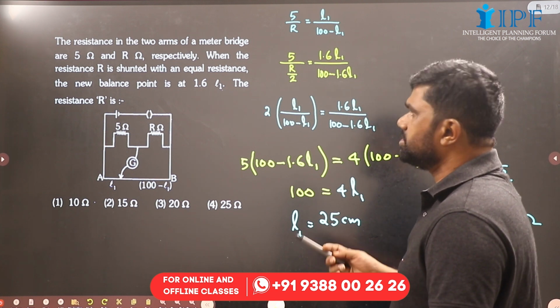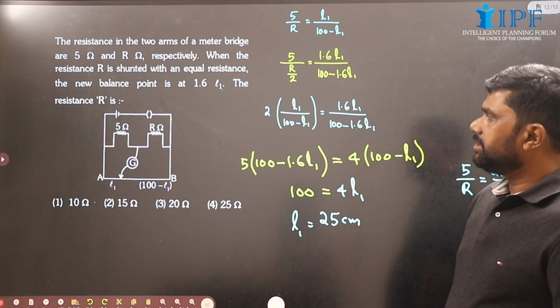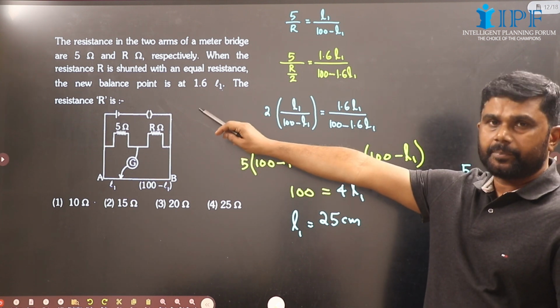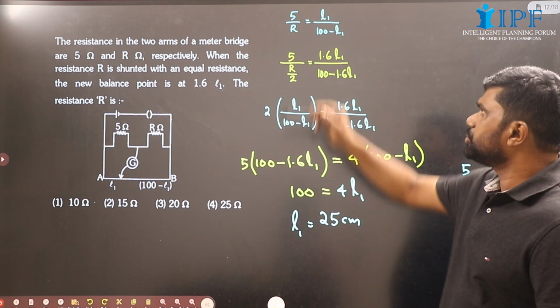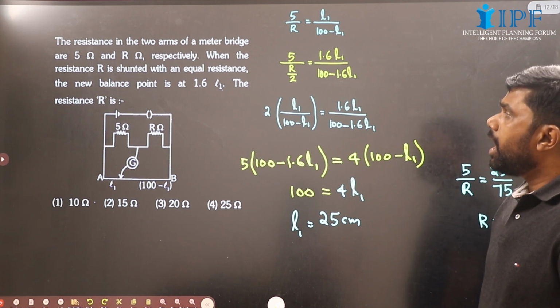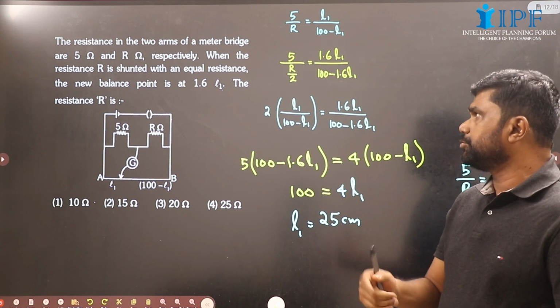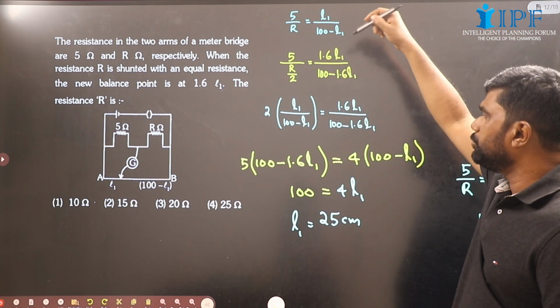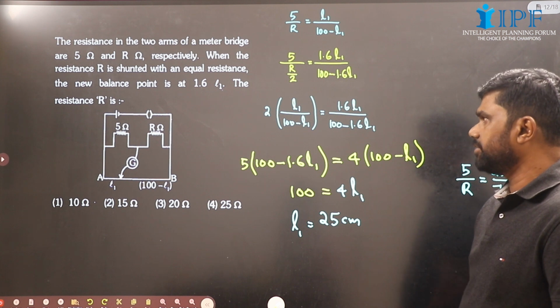The resistance capital R is. Initially, when there is 5 ohm in the left gap and R ohm in the right gap, the balance point is L1. So 5 by R equals L1 divided by 100 minus L1. Now R is shunted with an equal resistance, which means it will become R by 2. So 5 divided by R by 2 equals 1.6 L1 divided by 100 minus 1.6 L1.